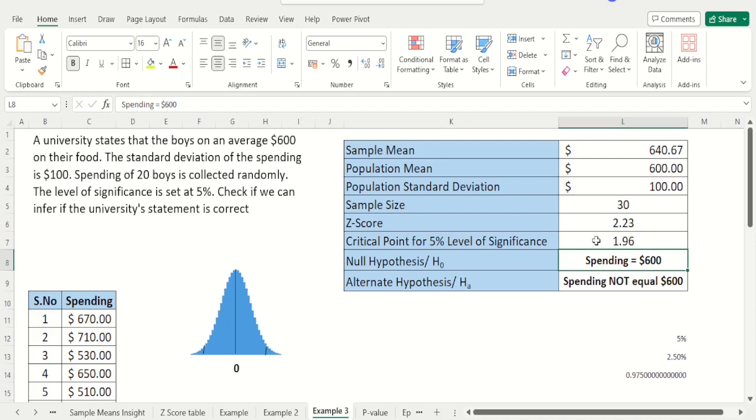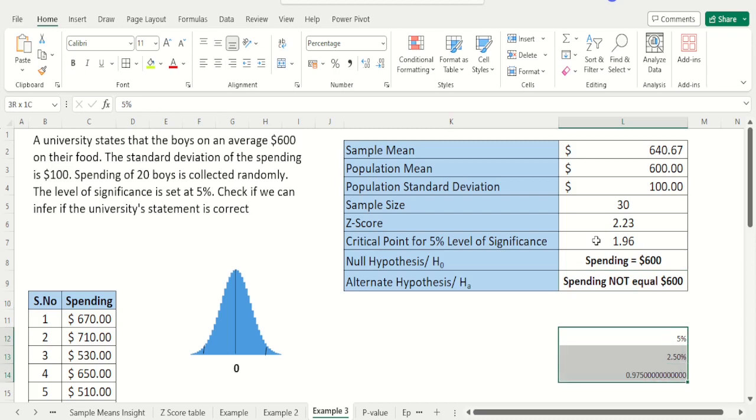Remember that basis, whether it's a single tail test or a double tail test, this is a double tail test, you have two rejection areas. Your critical point for the 5% level of significance will change. In fact, it's going to shrink the area of rejection on the right side, because it's now split between two areas, right?